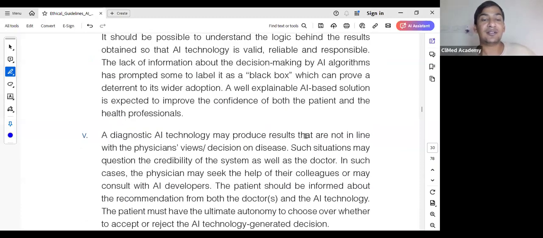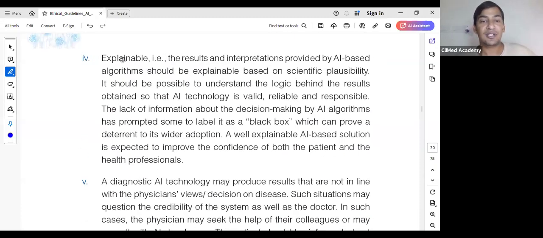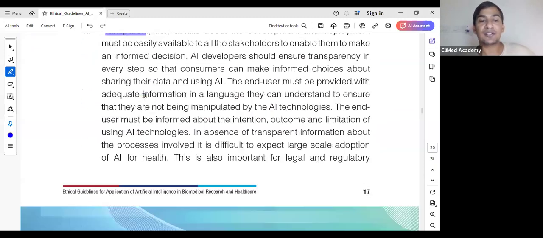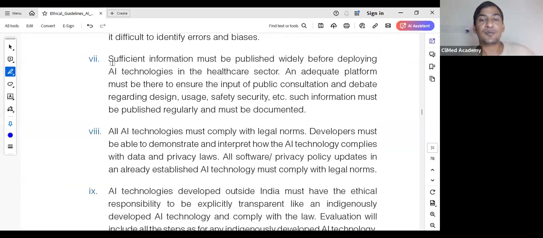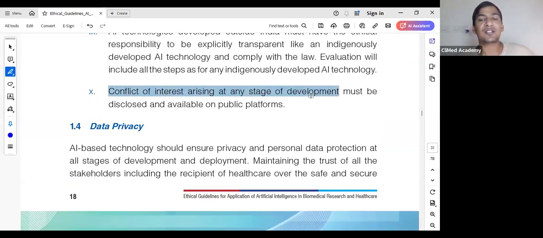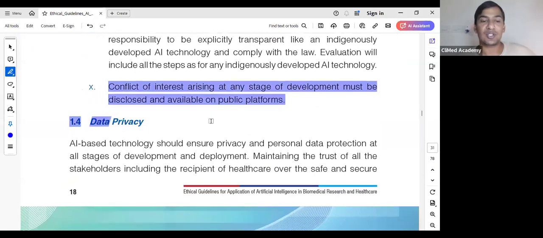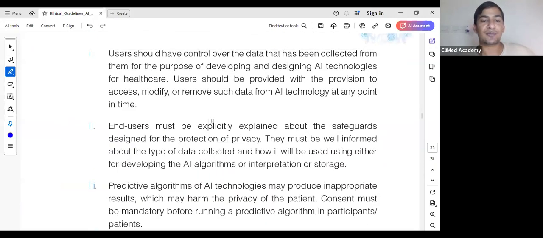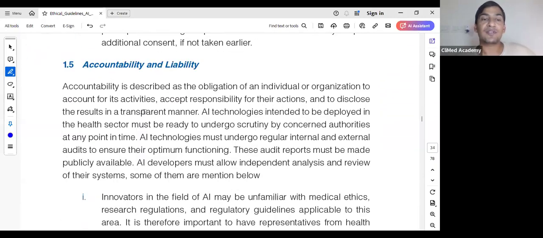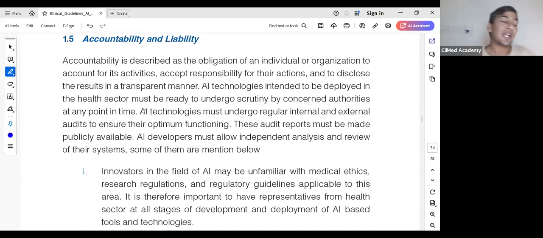Then there are other things. It should be explainable, and it should be transparent. Sufficient information must be published, and conflicts of interest must be tackled in such cases. Then data privacy, which has multiple clauses. Accountability and liability is another important term of these guidelines, and it should be covered. Why is that?